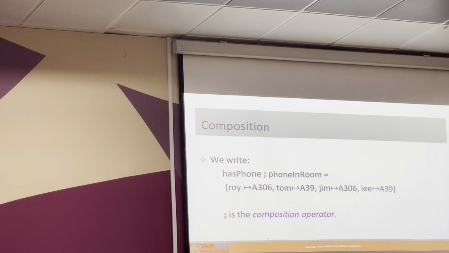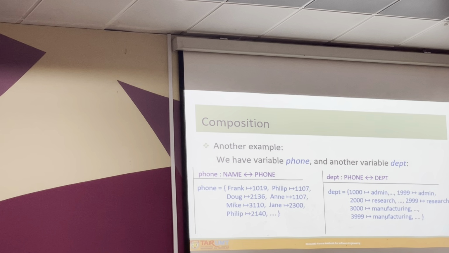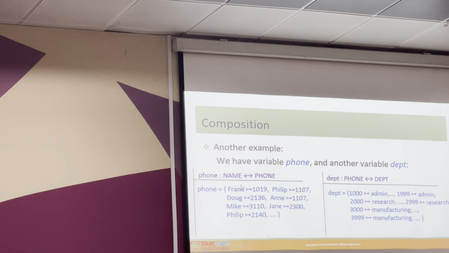It's semicolon, but we call it fact semicolon. Okay, composition operator. So this is another example. Just now, name to phone, phone to department, for example. Okay, so you have phone. So this is the range, this is the domain. Same thing here. Then you can show that there is a relationship between name and department.